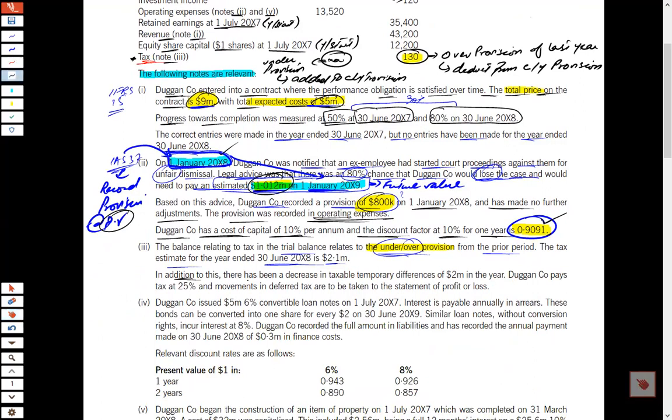In addition, there has been a decrease in taxable temporary difference of 2 million. By the way, when taxable temporary difference are decreased, resultingly deferred tax liability is decreased, and resultingly tax expense has also to be reduced. And if there is an increase in taxable temporary difference, then deferred tax liability would be increasing as well as tax expense would be increasing. The company pays tax at 25%, and movement in the deferred tax are taken to statement of P&L.